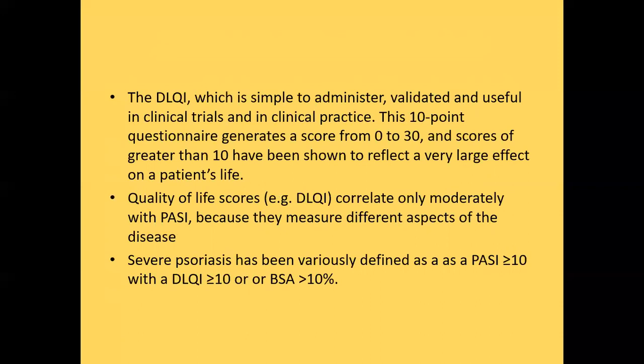DLQI correlates only moderately with PASI because both measure different aspects of the disease. The DLQI measures the effect of psoriasis on quality of life of the patient, while PASI score is a generalized measurement of involvement of body with psoriasis. Severe psoriasis is usually labeled as a patient having a PASI score greater than or equal to 10, DLQI of 10 or more, and body surface area of greater than 10%.